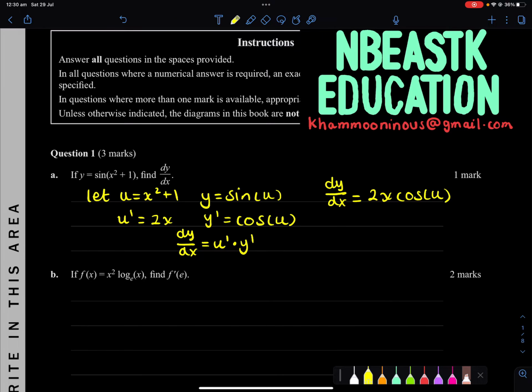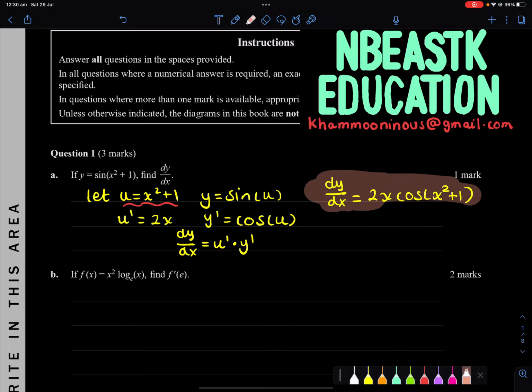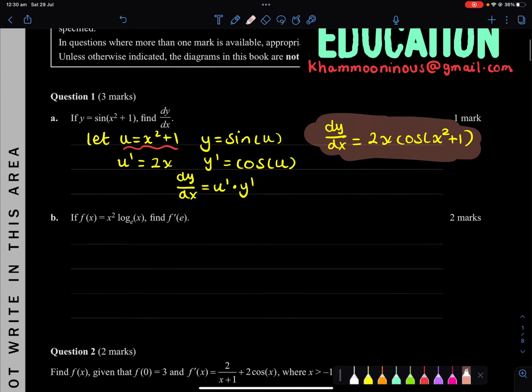Now we know u is over here. u is actually equal to x squared plus 1. So what we're going to do is sub it into this u over here. So it will be 2x cos of x squared plus 1. That's your answer for question 1a.